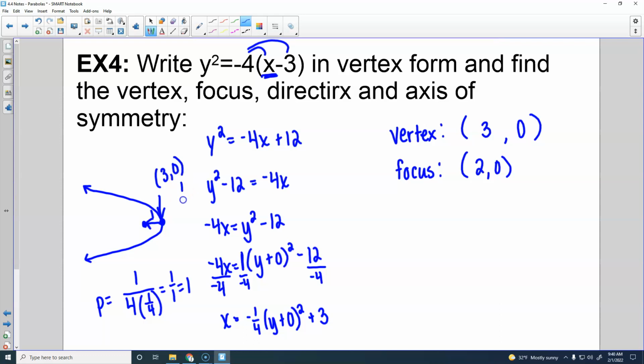Our directrix is going to be over here on the right-hand side. It is also just 1 unit away. So our directrix is going to be x equals, and this time we're going to add 1, so we'll get 4. And the last one is our axis of symmetry. It is horizontal, which is a y equals, and the y coordinate there is 0.